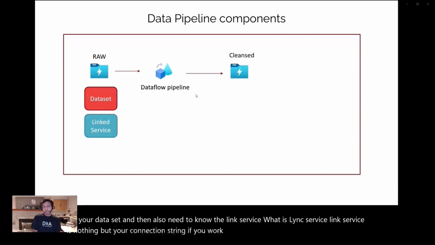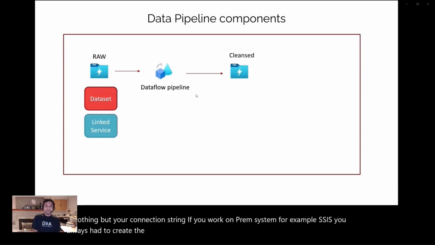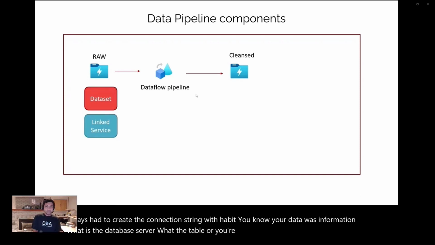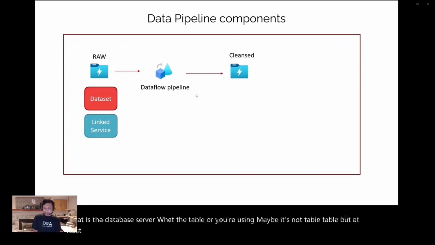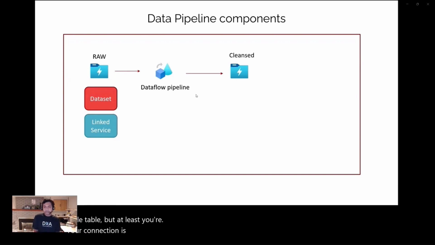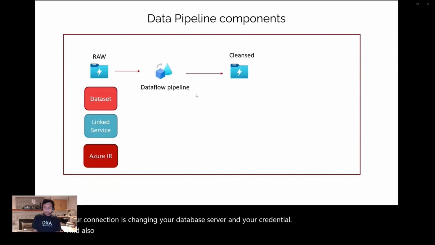If you work on an on-premise system, like for example SSIS, you always had to create the connection string that has your database information: what is the database server, what table you're using. Maybe if it's not a table, then at least your connection string, like your database server and your credentials. And one more thing we need to know is the integration runtime. Here we're using Azure Integration Runtime.